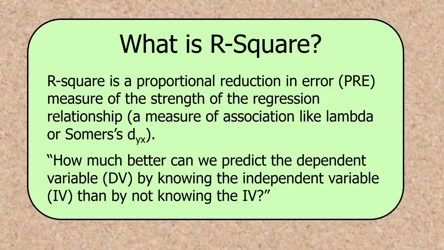And the answer is always a proportion that ranges between 0, which means we can't improve our prediction at all, and 1.0, which means we can completely predict the dependent variable with knowledge of the independent.